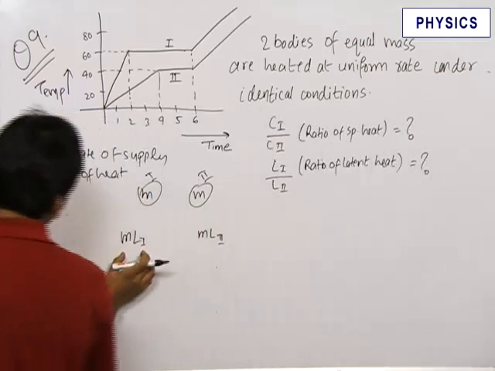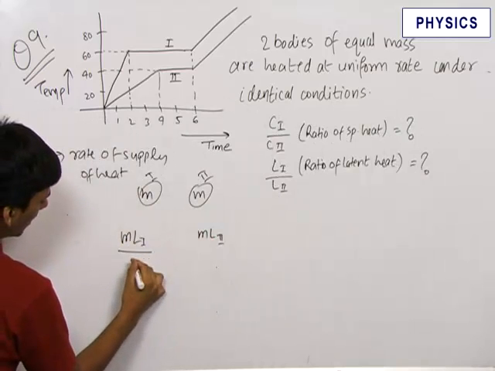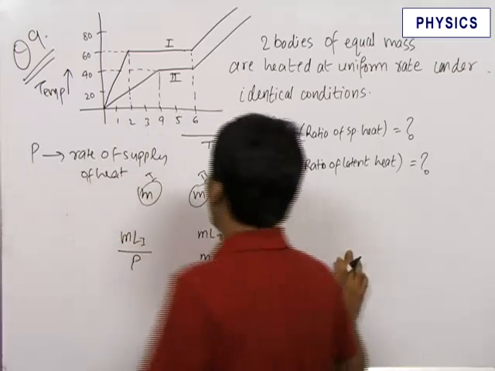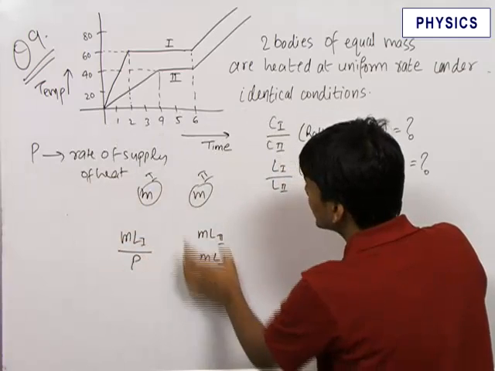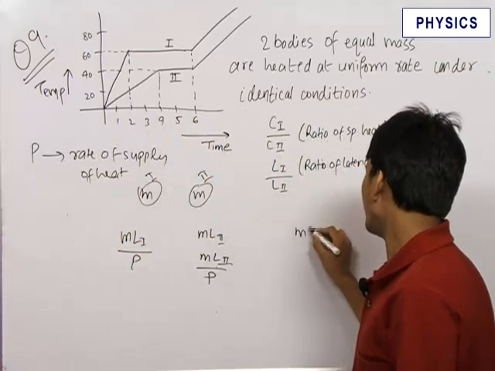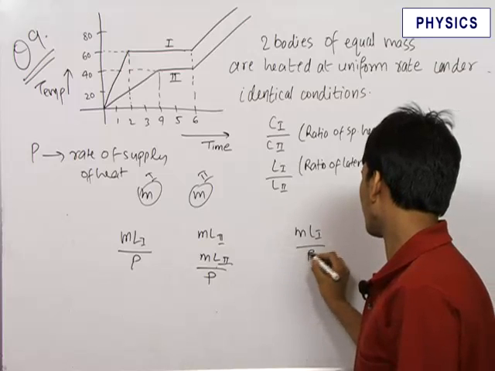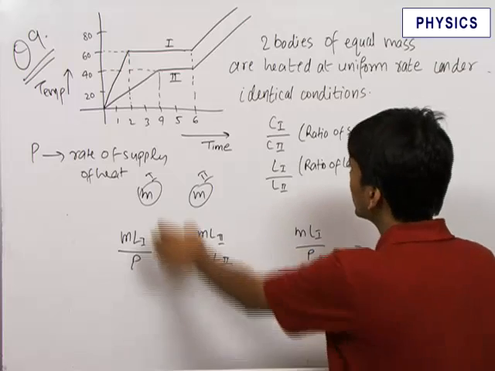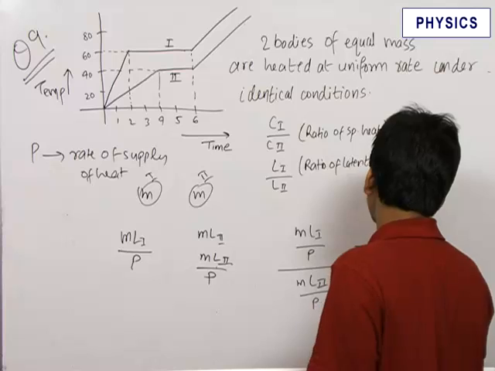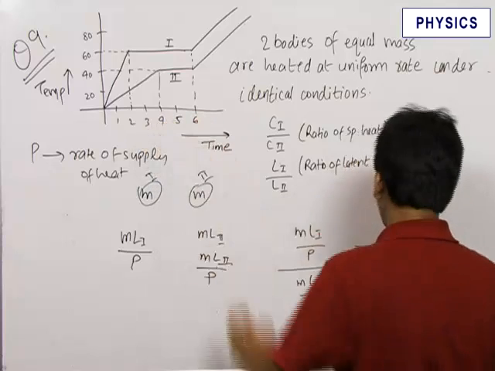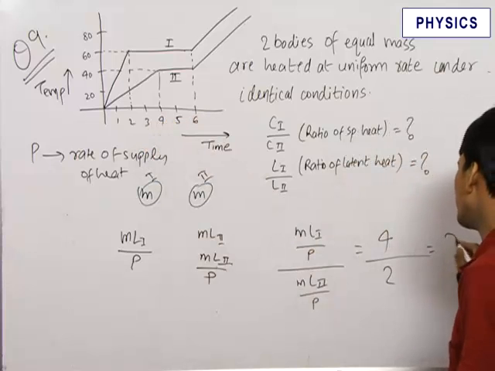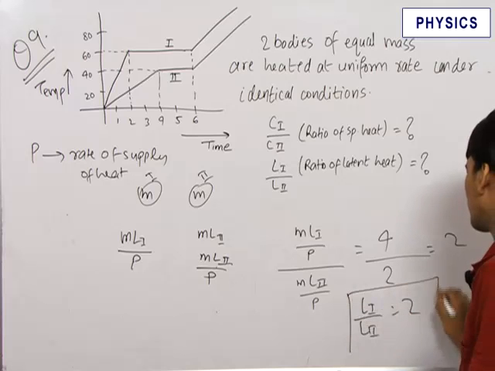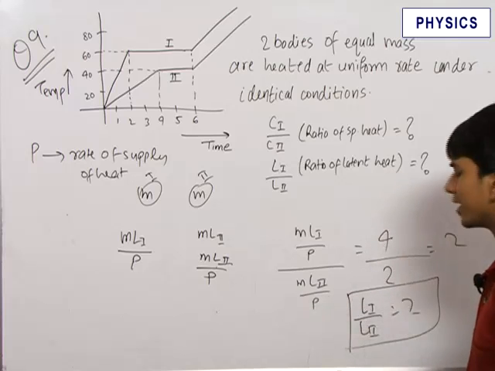Now the time taken for this to convert will be equal to this heat upon the power. This one is m into L2 upon P. Therefore we know the times for each of the two bodies. Now we see m into L1 upon P upon m into L2 upon P will be equal to the time of first upon time of second. The time of first is 4 units and the time of second is 2 units. This gives us 2. Therefore, L1 upon L2 is equal to 2. So you get the answer for the ratio of latent heat of the two bodies, that is equal to 2.